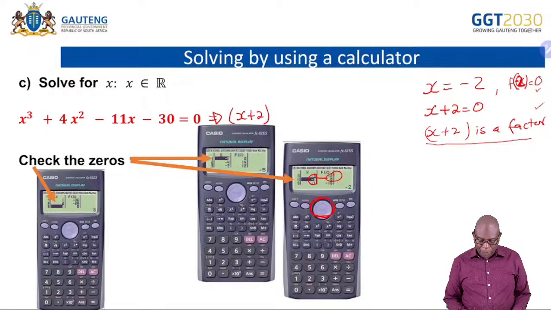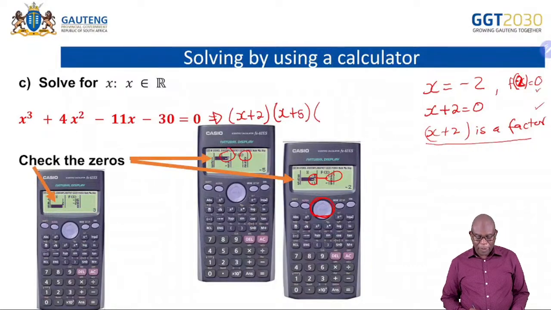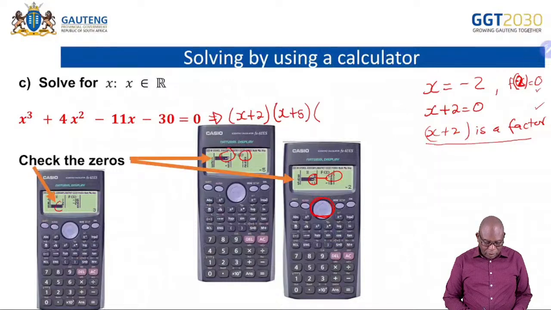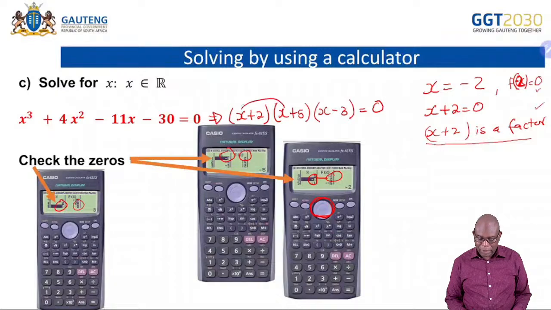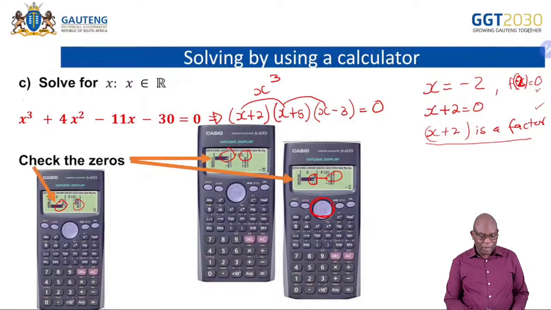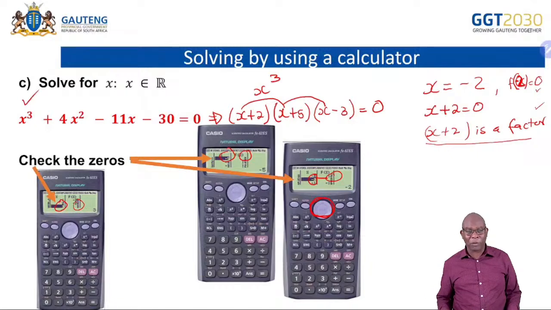Now I scroll up and down, and I see, oh, at -5 it's also giving me 0. Which means that x plus 5 is one of the factors. Again, I scroll up and I see, oh, at 3 it's giving me a 0, which means that x minus 3 is another factor. And I've got 3 factors. Obviously, this times that will give me x cubed. Already the x cubed is there. I don't need another factor because if I get another factor, it gives me x to the power 4.